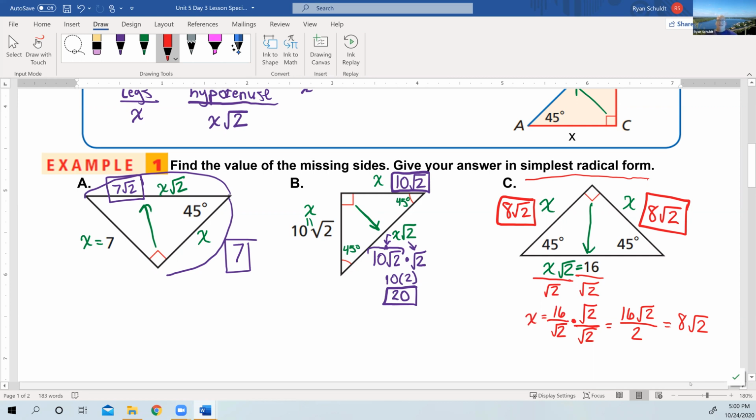So this is the easy one. The 45, 45, 90 is your easier one. But at the beginning of today, I said there's 2 kinds. You have the 45, 45, 90 that we just looked at. Then we have one called the 30, 60, 90. That's the next one we're going to look at.